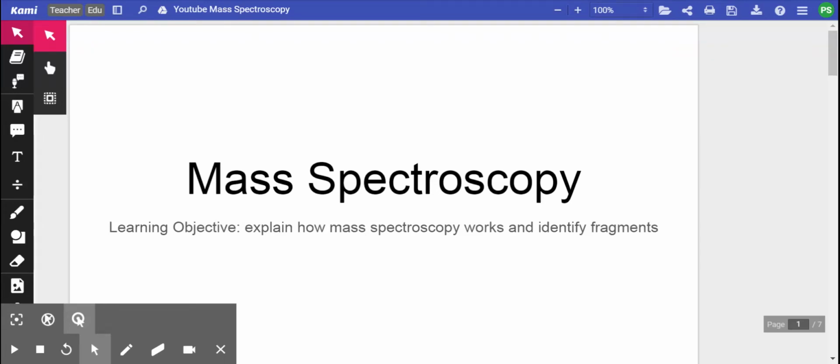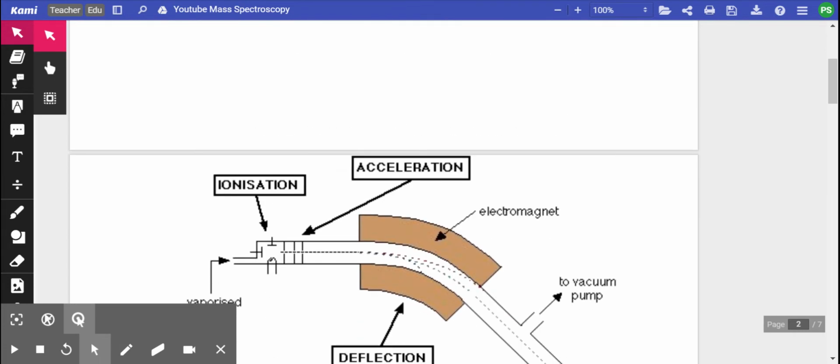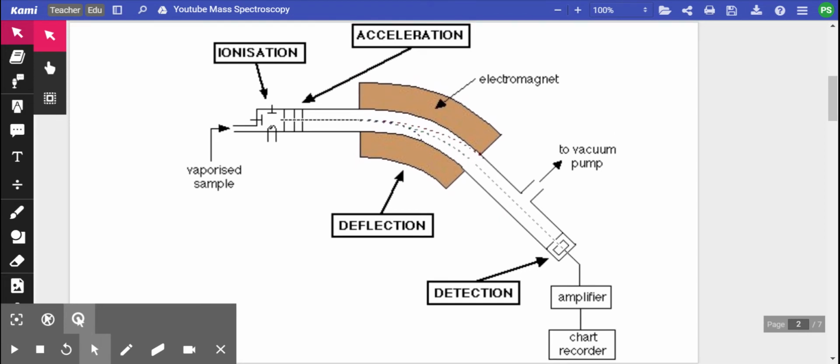Hello everyone, today we're going to be looking at mass spectroscopy. We're going to look at the basics, how to get the graph, and then how to analyze it. There are 5 steps you need to know for IB.